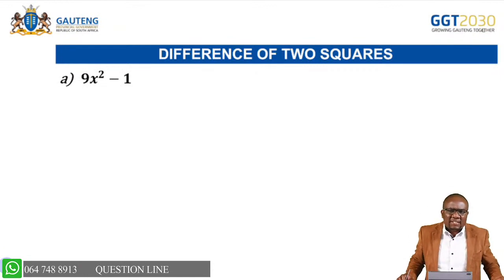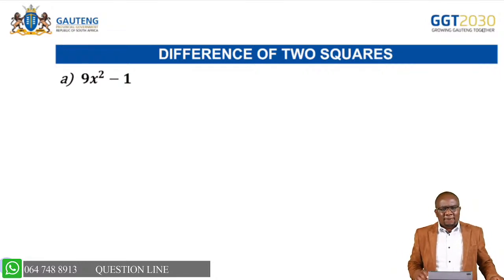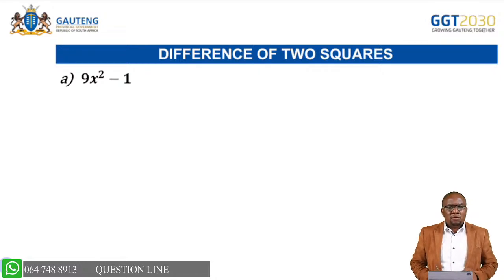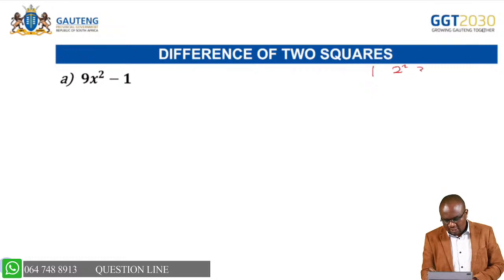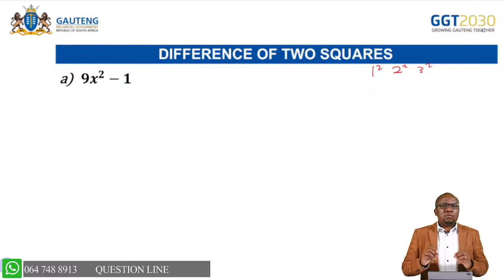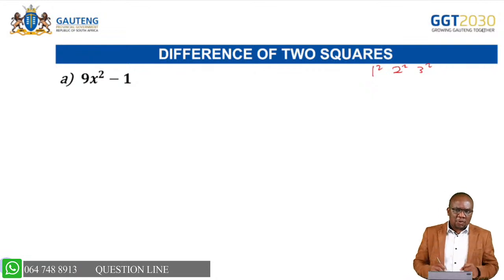9x squared minus 1. Do we have difference of two squares here? Is 9x squared a square? Is 1 a square? Yes, these two are squares. So we have difference of two squares here. People tend to forget that 1 is a square number. Square numbers start from 1, because 1 squared is 1, 2 squared is 4, 3 squared is 9. So remember that 1 is also a square number.